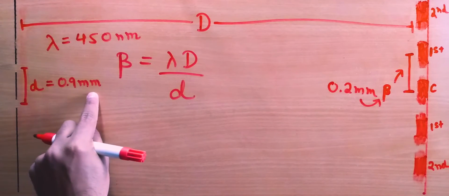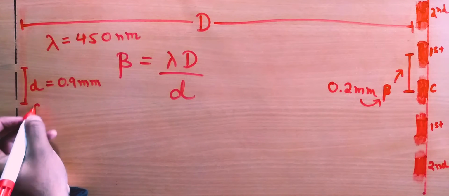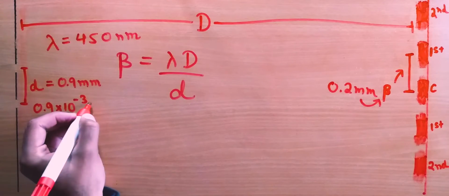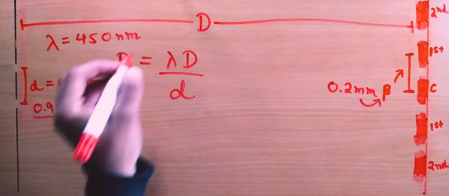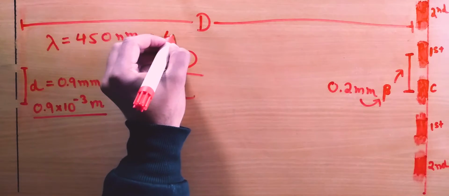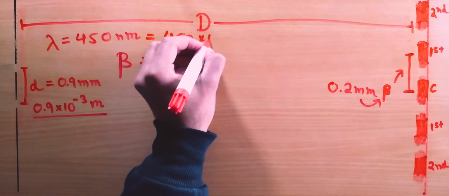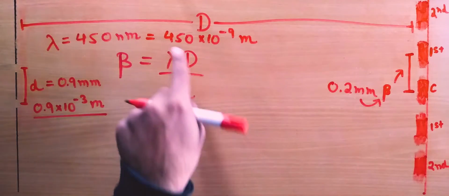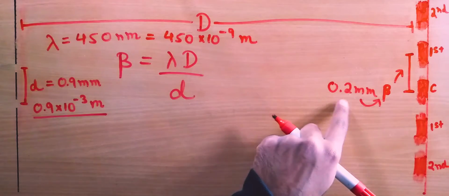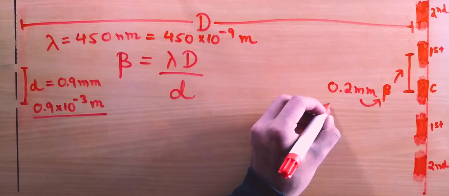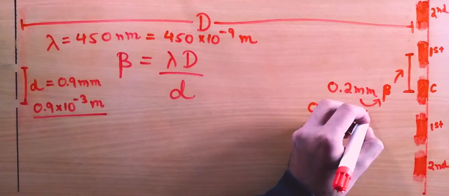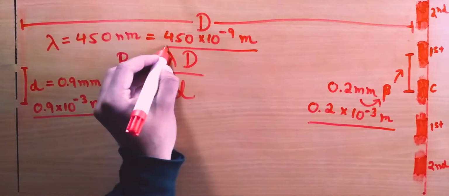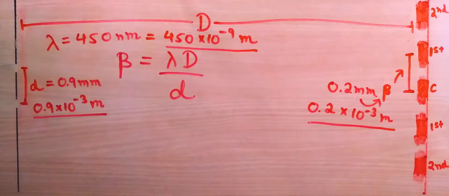So 0.9 millimeters simply equals 0.9 into 10 raised to power minus 3 meters, and this thing would be equal to 450 into 10 raised to power minus 9. It's nanometers, so meters, right? It's 450 into 10 raised to power minus 9 meters. 0.2 millimeters would become 0.2 into 10 raised to power minus 3 meters. I've converted everything into meters, SI units, and now I can plug them into my equation.